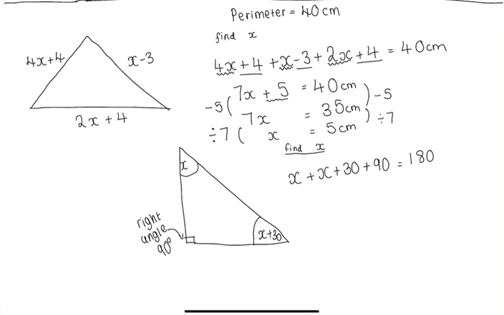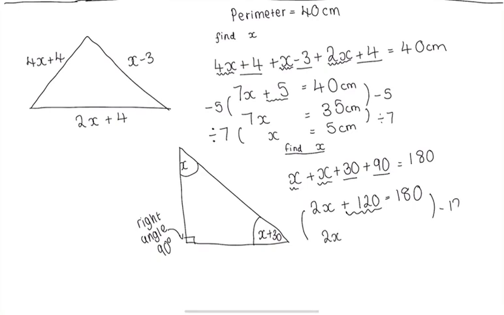Now to solve this, you can see we've formed the equation, but we're going to first simplify it. So I've got an x and an x here, which is 2x. And then I've got 30 plus 90, which is 120. And that equals 180. Now I can go ahead and solve this equation. Very similar to what we did last time, I'm going to get rid of this 120 first by taking it away from both sides. That leaves me with 2x here, and if we do 180 take away 120, I'm just going to have 60 left over.